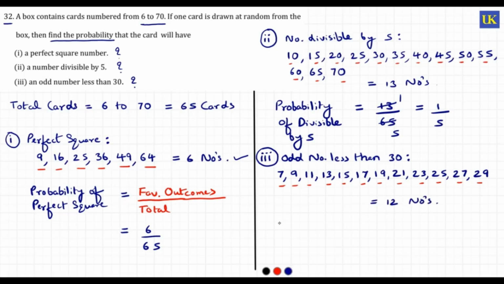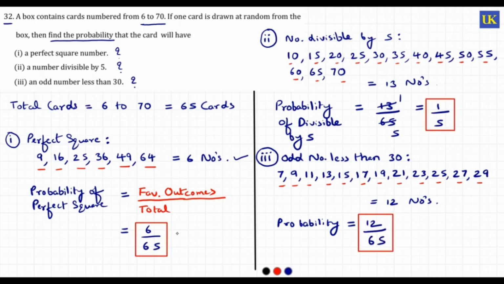So the probability is 12 upon 65. The first answer, for the perfect square, is 6 upon 65. The second answer is 1 upon 5, and the third answer is 12 upon 65. So these are our answers. This completes our question 32.